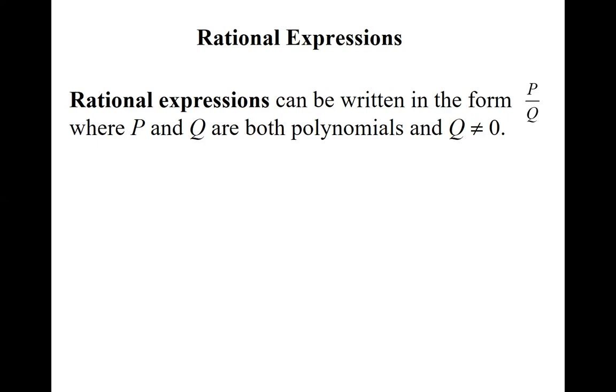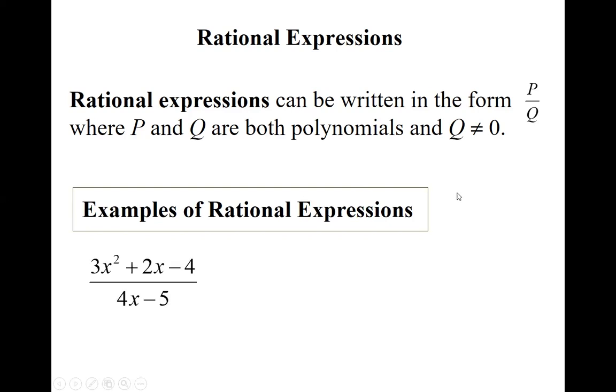So what is a rational expression? A rational expression can be written in the form P over Q, where P and Q are both polynomials and Q is not equal to 0, because Q is on the bottom of a fraction, dividing by Q. We can't divide by 0. So this is just like a rational number. A rational number is P over Q, where P and Q are integers. Here we're just saying that the numerator is an expression and the denominator is an expression.